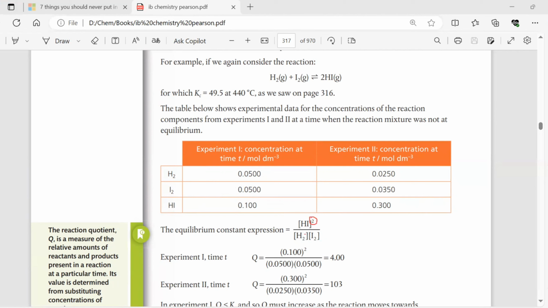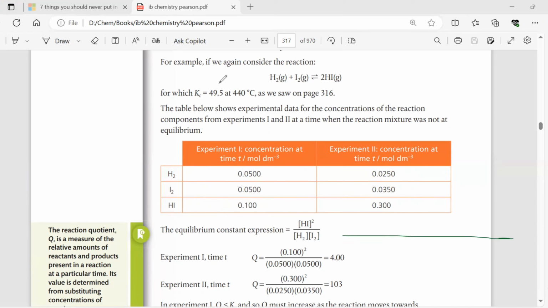Now we put in the values at 7 a.m., which you got, the concentrations, not equilibrium concentrations. It can be, it cannot be. We put in, say, [HI] to the power of 2 divided by [H2][I2], and we get a reaction quotient of 4. Now at around 4 p.m. we went to the lab and measured the concentration. We put it into the same formula and we get 103. This is called the reaction quotient.